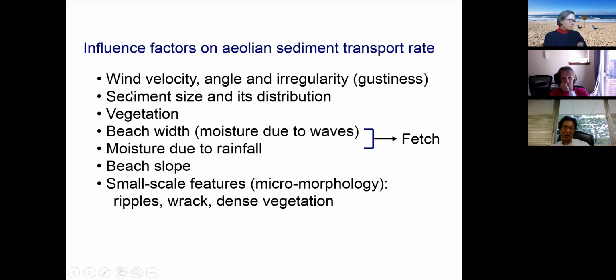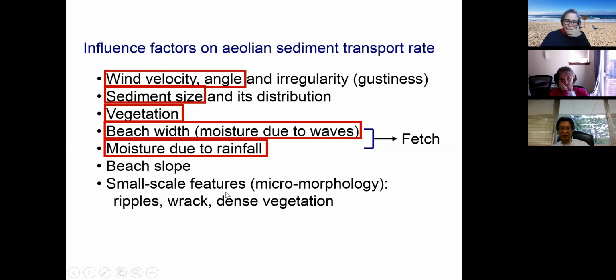The angle and the irregularity or gustiness, sediment size and its distribution, vegetation, beach width or moisture due to waves, and the moisture due to rainfall. These two are related to fetch length and beach slope, and the small scale features or micromorphology, including ripples, rock, dense vegetation. The factors marked with the red rectangles are considered in our model, but the rest are not included in our model.